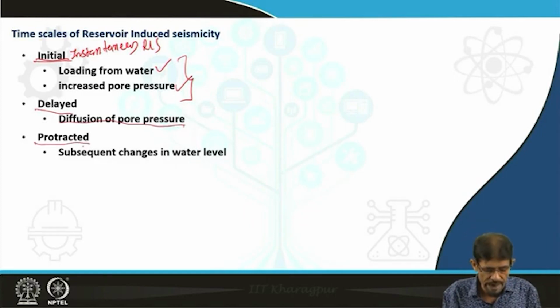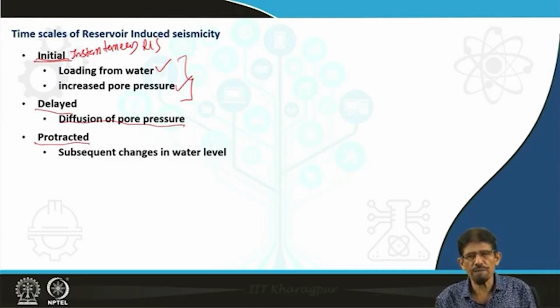Then protected RIS: after full completion of the reservoir, when the dam has started functioning properly, from time to time there is a fluctuation in the level of the reservoir due to heavy rain or storms and others, and that is also going to cause RIS in the nearby area.